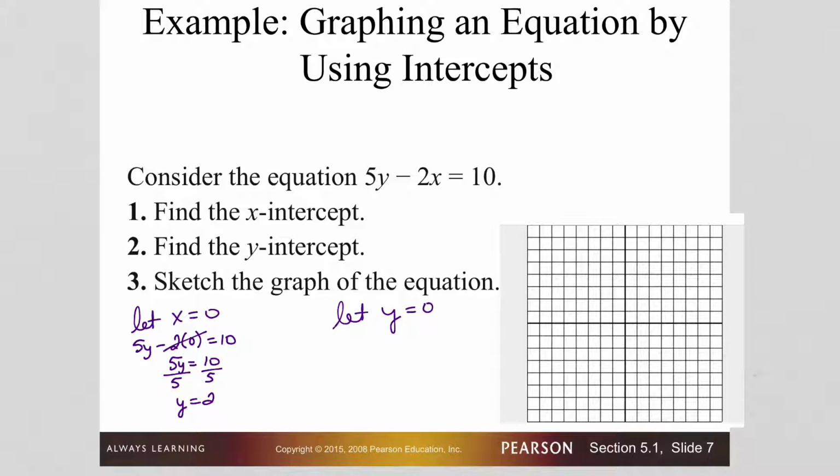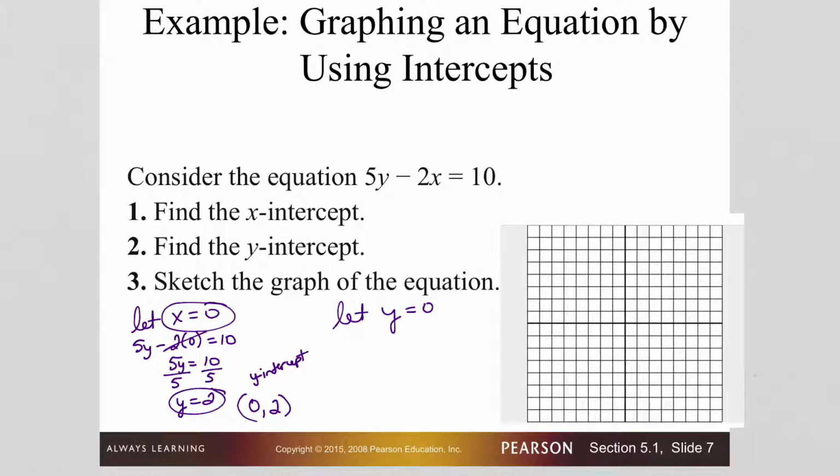So now I have an ordered pair. My x is 0, my y is 2, so I have a dot at 0, 2. That is my y-intercept. When x is 0 and y is a number, you have found your y-intercept.